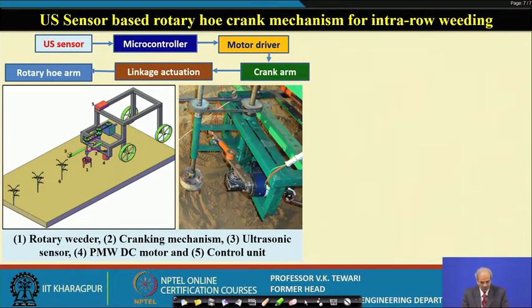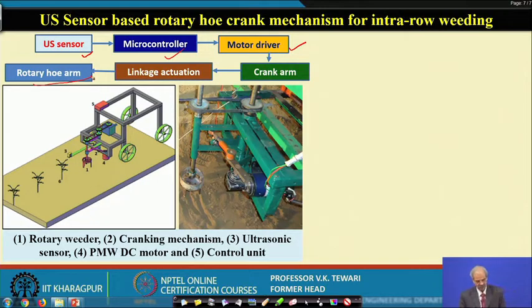Ultrasonic sensor based rotary hoe crank mechanism for intra row weeding. Now, we have seen in the earlier one how this ultrasonic sensor is taking, then it goes to the microcontroller, after that this drive, and then ultimately the mechanism will be operated. Here we have shown you the same concept. You can see the ultrasonic sensor here, then it goes to the microcontroller, then the motor drive, then the crank. Now, this is the linkage actuation, and this will rotate the rotary hoe.